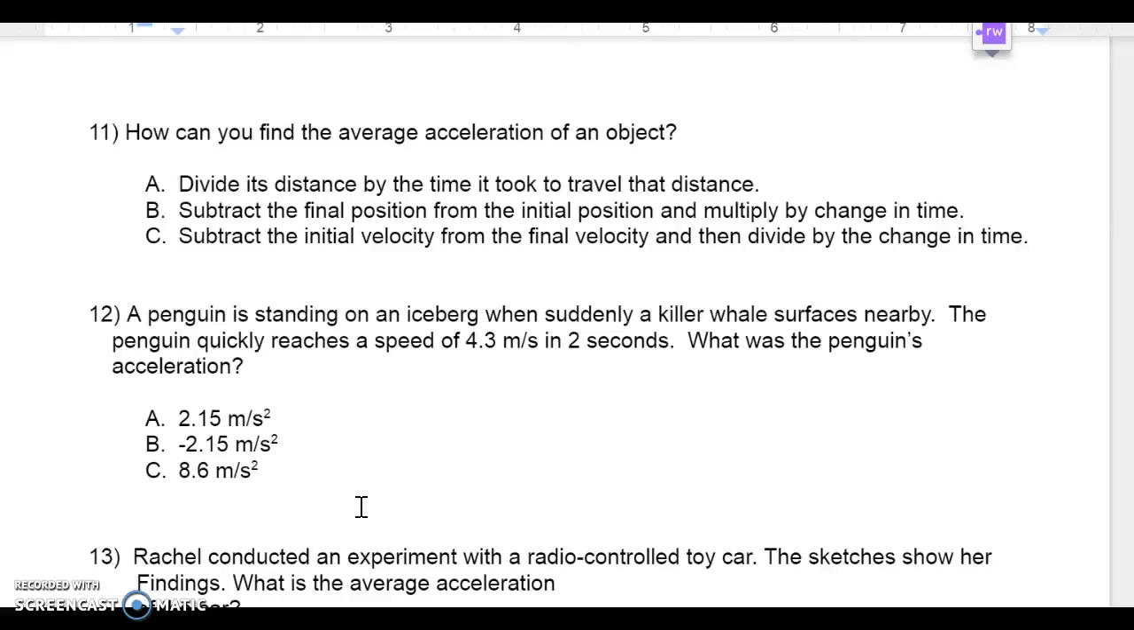Number 12. A penguin is standing on an iceberg when suddenly a killer whale surfaces nearby. The penguin quickly reaches a speed of 4.3 meters per second in 2 seconds. What was the penguin's acceleration? A. 2.15 meters per second squared. B. Negative 2.15 meters per second squared. Or C. 8.6 meters per second squared.